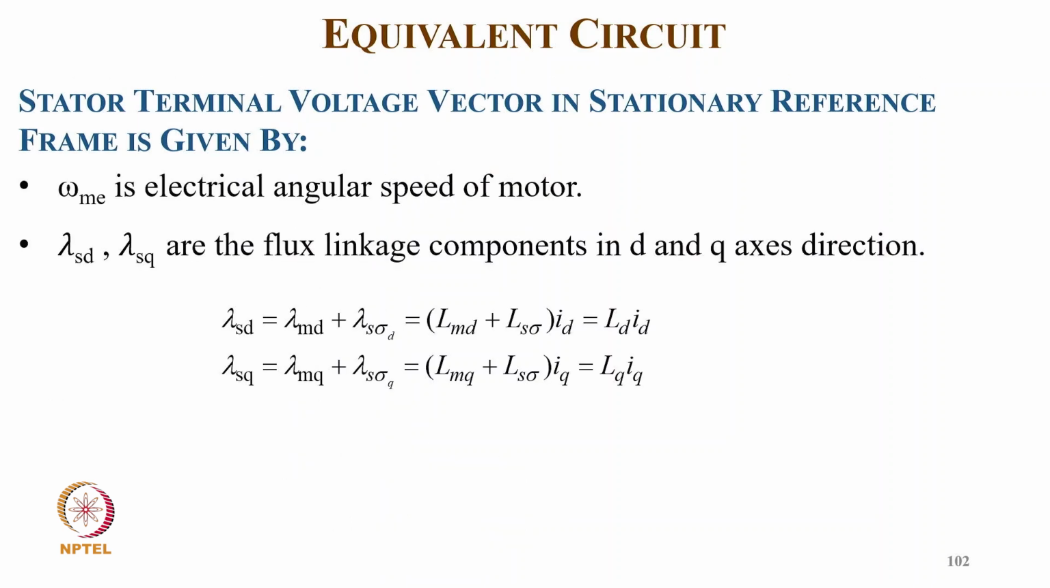Let's say the speed voltage, where omega me is the electrical angular velocity, the angular speed of the motor, and lambda sd and lambda sq are the flux linkage components in the d and q axis directions. Lambda sd equal to lambda md plus lambda s delta d, equal to (Lmd plus L delta) into Id, that is Ld Id, and lambda sq equal to lambda mq plus lambda s delta q, in brackets Lmq plus L delta into Iq, that is Lq Iq.